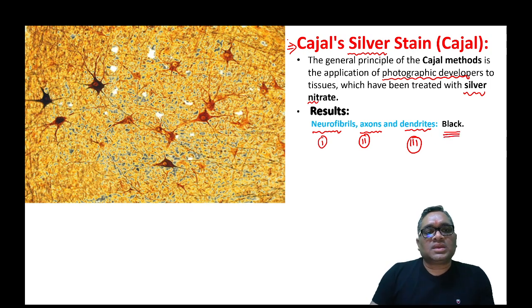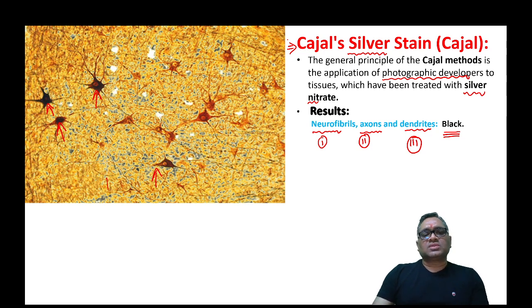Now you can see these are the dendrites, which are looking black in color, and you can see axons are also looking black in color. So dendrites, axons, neurofibril, all these things will be looking black on Kajal silver stain, right?